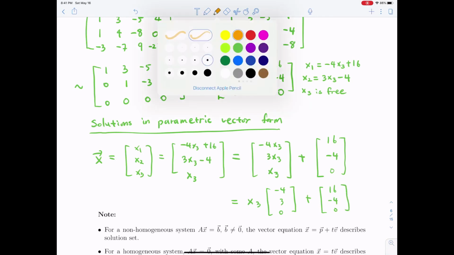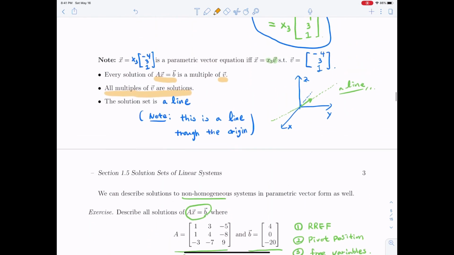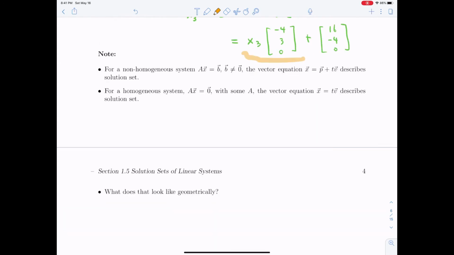And note how similar this term is compared to the previous exercise, which is over here. So for a non-homogeneous system, like Ax equals b, where b is not equal to 0, the solution looks like x equals p plus tv. So here we have p over here, and t is x3, and v is this vector. And for the homogeneous system, where b is actually 0, then we just get x equals tv. And the point is, these two only differ by the vector p.